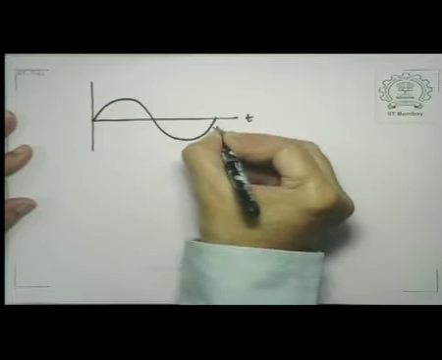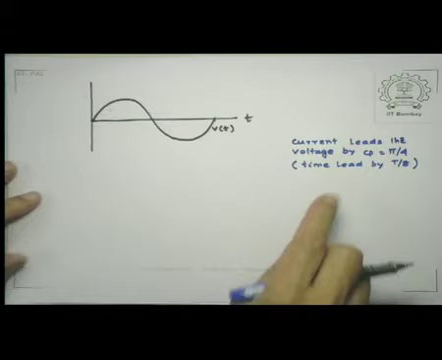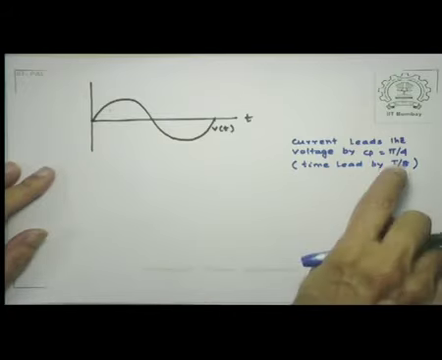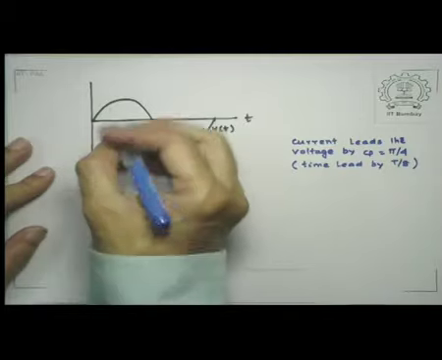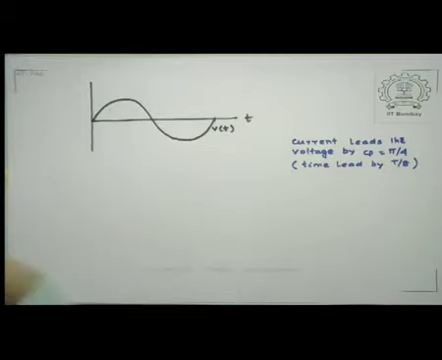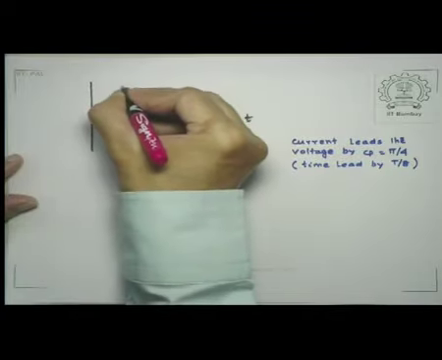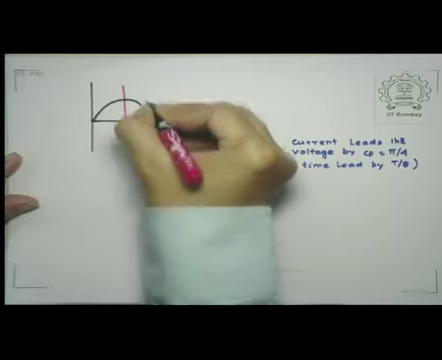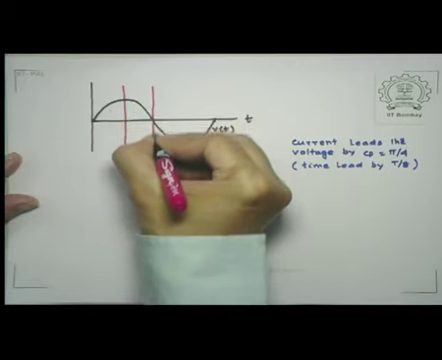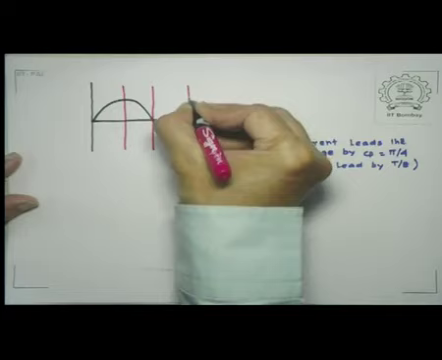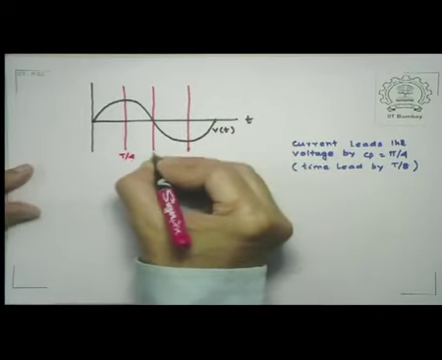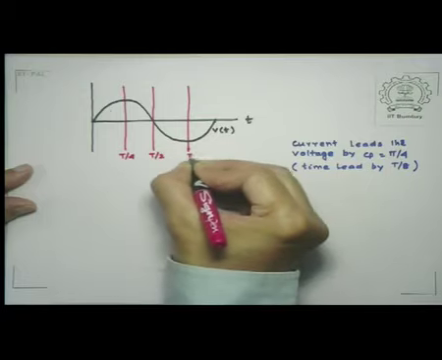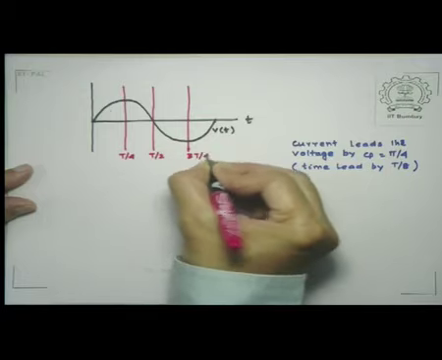Now remember, because the current leads the voltage, and not quite by pi/2 but by pi/4. So what will happen here is the following, that let me first try to make the time scales here. So this is T/4, this is T/2, 3T/4, and of course the last one is T.